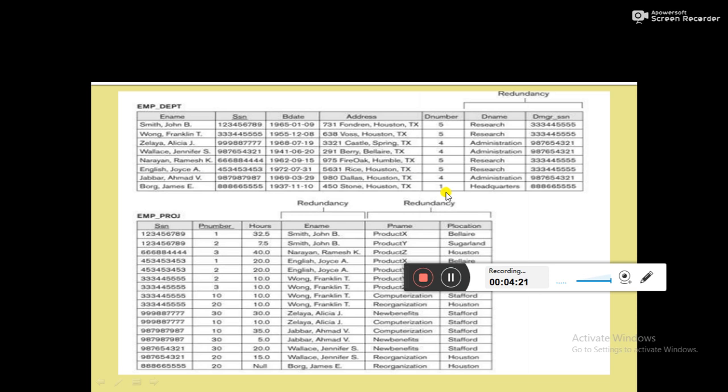Let's take an example of functional dependencies. Before that, consider these two relations: EMP_DEPT with the following attributes: ename, social security number (SSN), birth date, address, department number, department name, and manager SSN. How these attributes are related to each other can be represented in functional dependency. Or EMP_PROJ has the following attributes. How these attributes are related to each other can be represented with the help of functional dependencies.